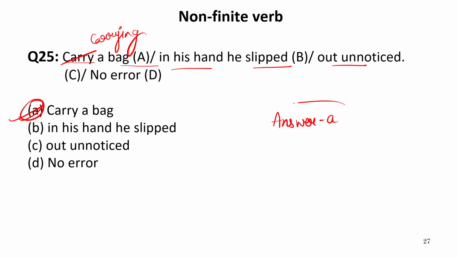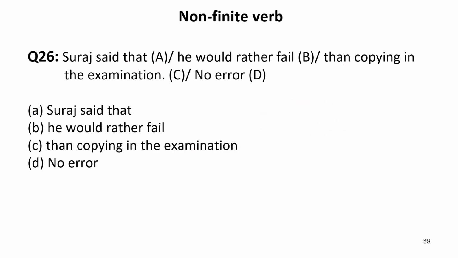Now let us move to the next one. Suraj said that he would rather fail than copying in the examination. Now, would rather is followed by the first form of verb. So, after than, also we should have the first form of verb, that is copy. Therefore, the error is in part C. So, our answer is C.